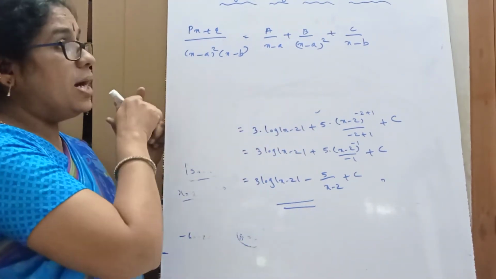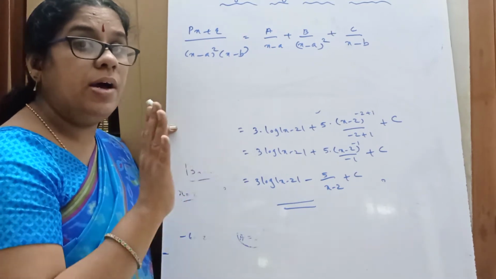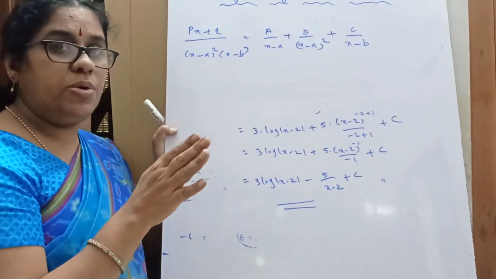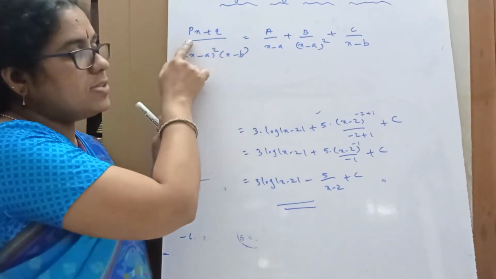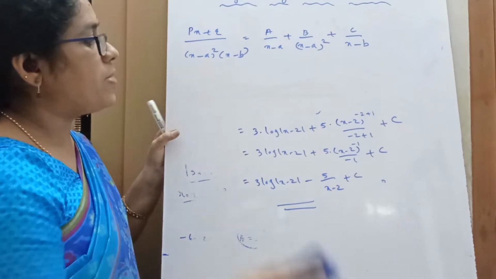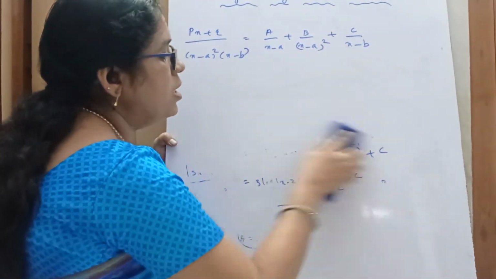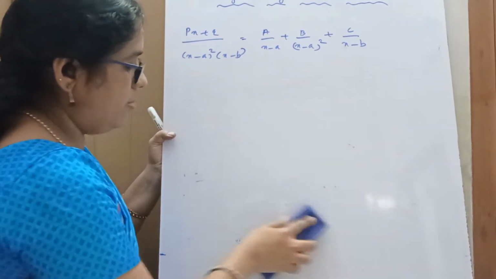In all the partial fraction methods, the rational function must be a proper rational function. As I told you earlier, proper rational function. Here we are considering only proper rational functions now. Okay, this is the partial form. So we can continue the partial fractions by doing one example also.